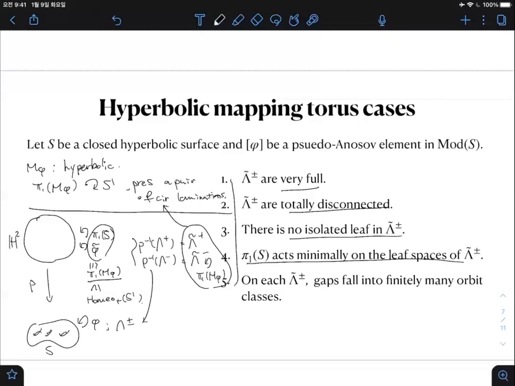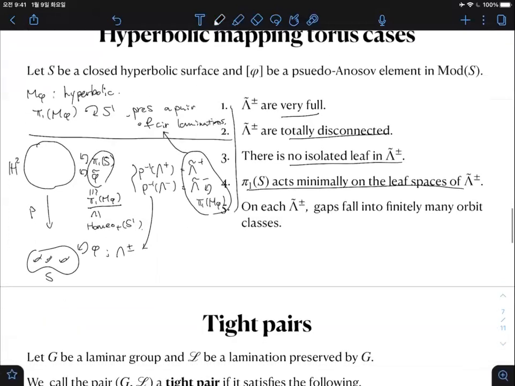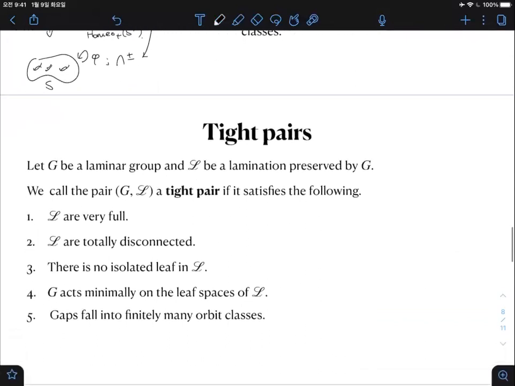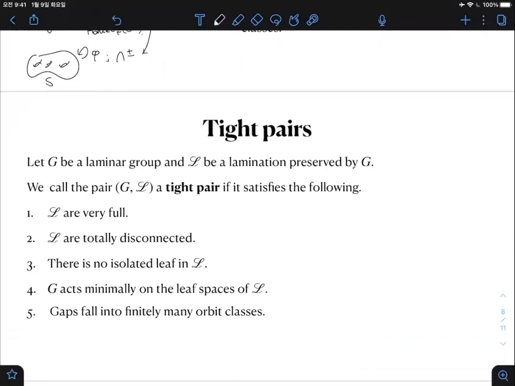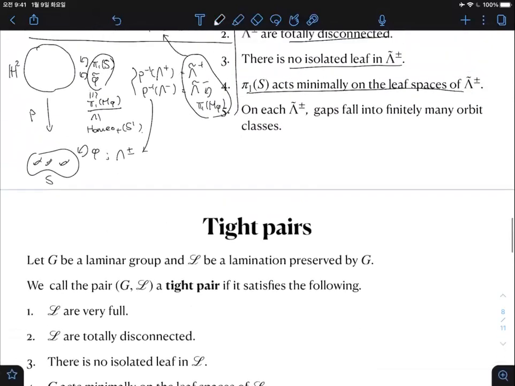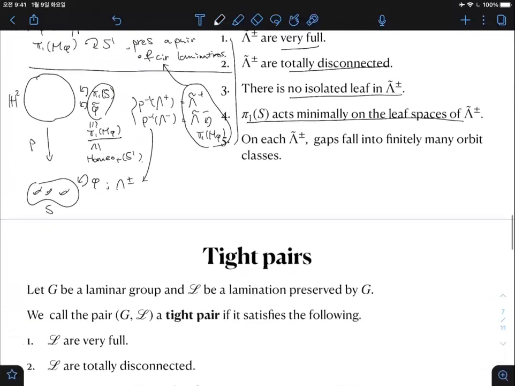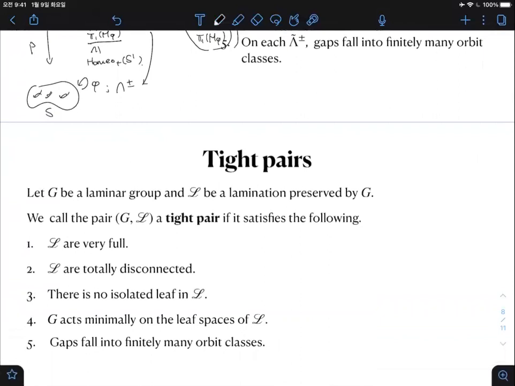So this is the motivational example of the laminar group. So now we want to study it in a more abstract sense, in the abstract sense of laminar groups. So now I'd like to define the type pairs. This is just an abstraction of the previous example. Let G be a laminar group and L be a lamination preserved by G. We call the pair G, L a type pair if it satisfies the following.